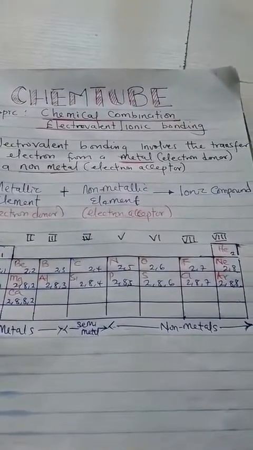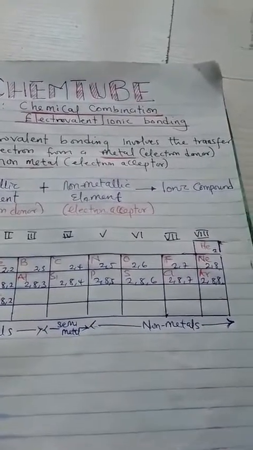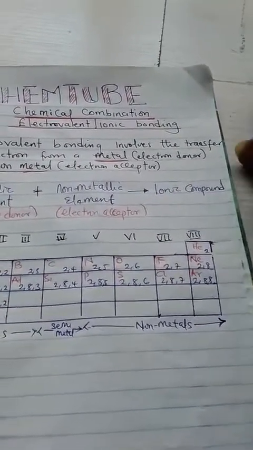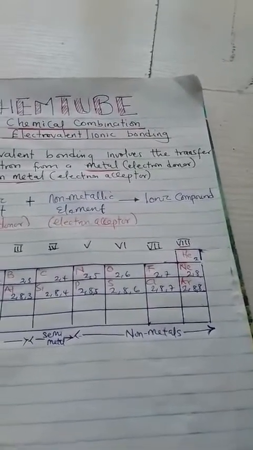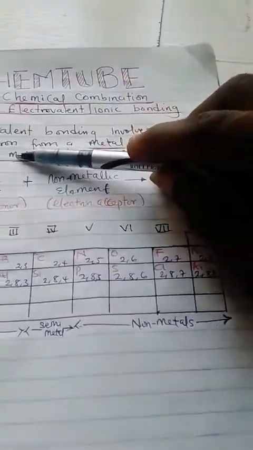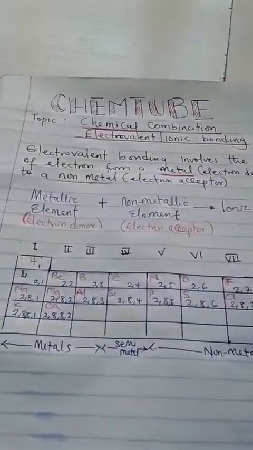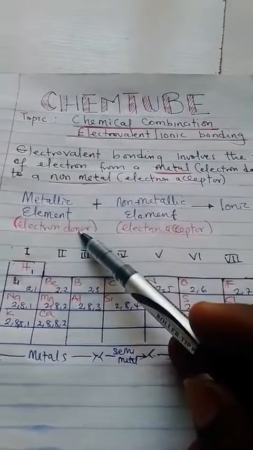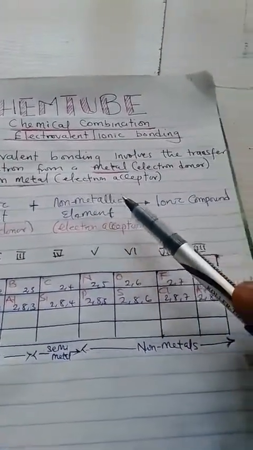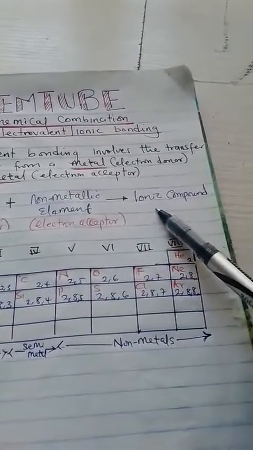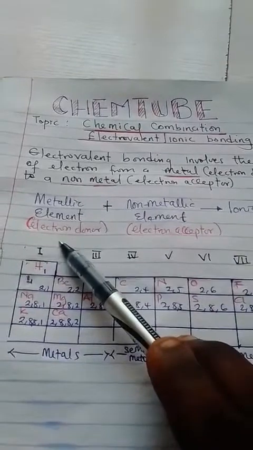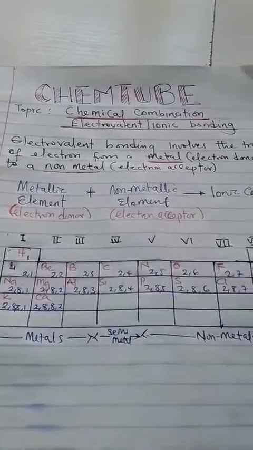So electrovalent or ionic bonding is a type of bonding that involves the transfer of electrons from a metal to a non-metal. Usually the metal donates the electron while the non-metal receives the electron. So when a metallic element bonds with a non-metallic element, the compound formed is called an ionic compound. The metal donates the electron and the non-metal receives the electron.